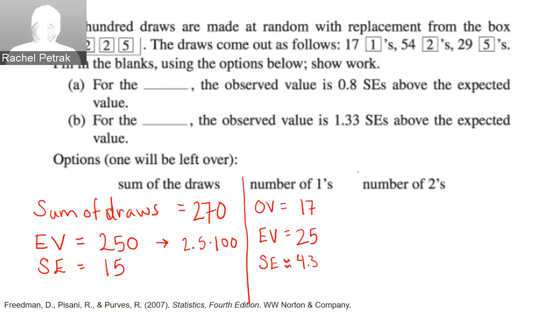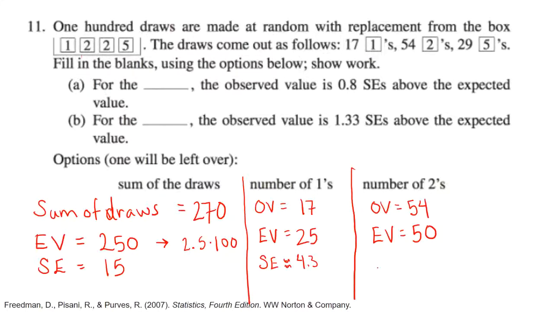And we can do the same for our number of twos. We observed 54 twos. But our expected value for twos is 50, with a standard error equal to 5.